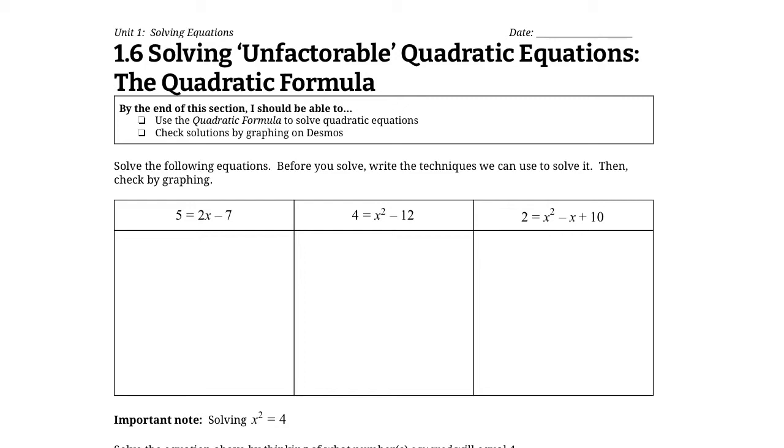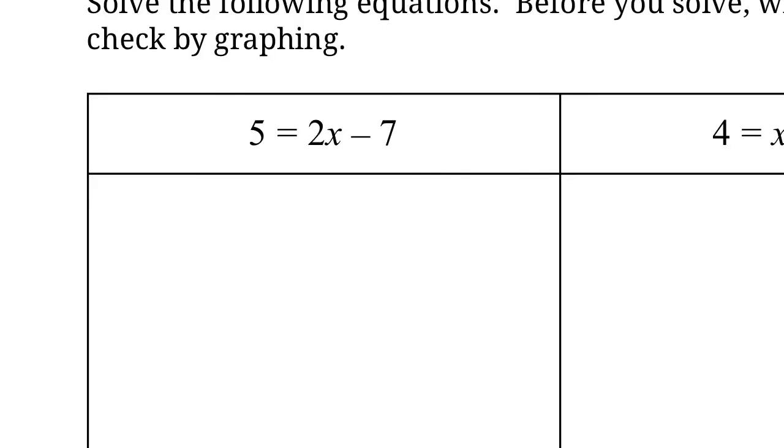Before we go through this process, we are going to do a little bit of a warm-up. We've got three different equations that we are going to attempt to solve. So let's start with this first one. We've got 5 equals 2x minus 7. Now, before we begin, what kind of equation is this? Is this linear, quadratic, or neither?